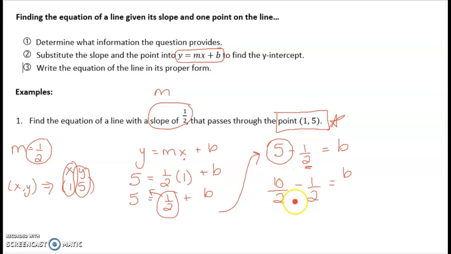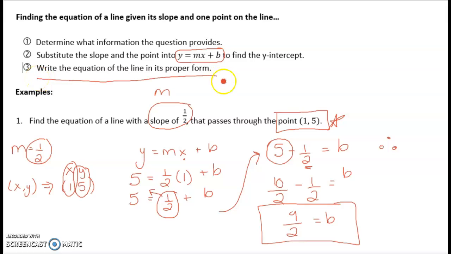And then now, because we have the same base, we can subtract them. So 10 minus 1 is 9, and leave it over 2, and that equals your b. So we know that our y-intercept is 9 over 2. So therefore, our last and final step, it says write the equation of a line in its proper form. So that's the y equals mx plus b. So y equals mx plus b.